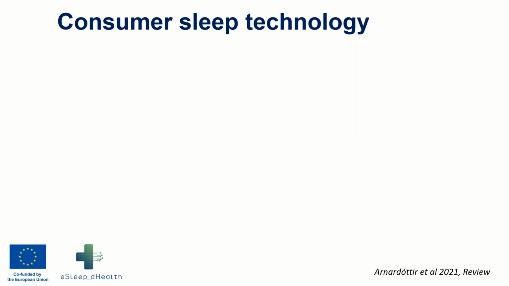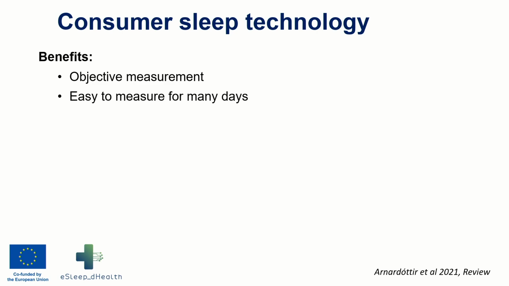If we start with the consumer sleep technology, the benefit of this is that it is an objective measurement, and it is always good to have both the subjective and the objective, so you can verify what's going on, and you can have the different sides of the story for sleep. It is easy to measure for many days, and now there are wonderful data sets out there that people have been using for research, where you have maybe people being followed for a year or even more. So you can look at seasonal effects, you can look at the effects of the hormonal cycle for women, you can look at the effects of the daytime changes between summer and winter. So there are many things you can do with this.